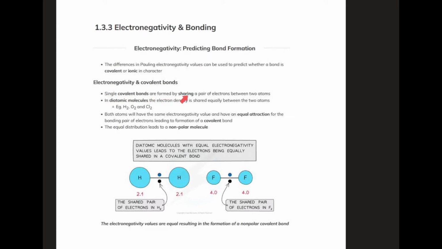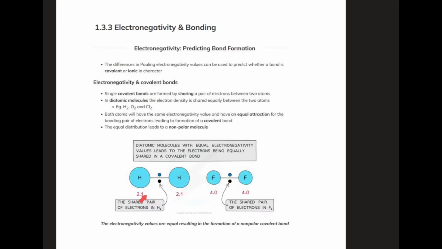So the difference will affect the bond. Single covalent bonds are formed by sharing a pair of electrons between two atoms. In diatomic molecules, the electron density is shared equally between the two atoms. You can see this is diatomic molecules, where the two atoms here are the same atom. If they are the same atoms, the shared electrons are equally shared. That means it's something like this. It stays in the middle.